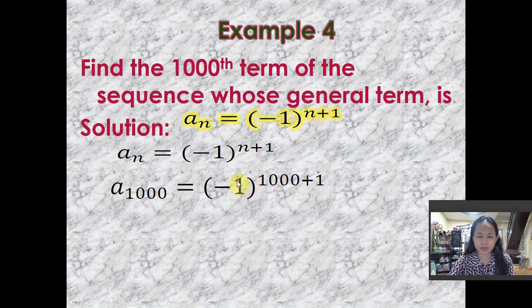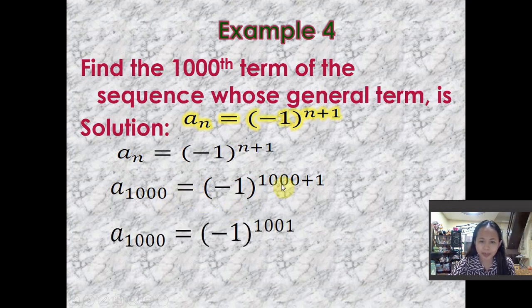After substituting n with 1000, we will evaluate or simplify. 1000 plus 1, that's 1001. And negative 1 raised to the power of 1001 is negative 1. So our 1000th term is equal to negative 1.